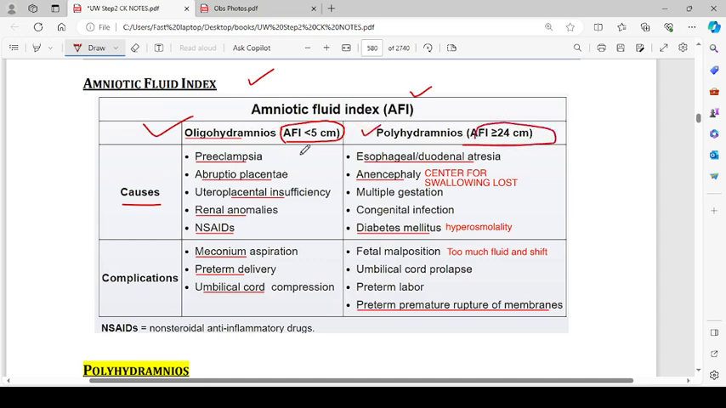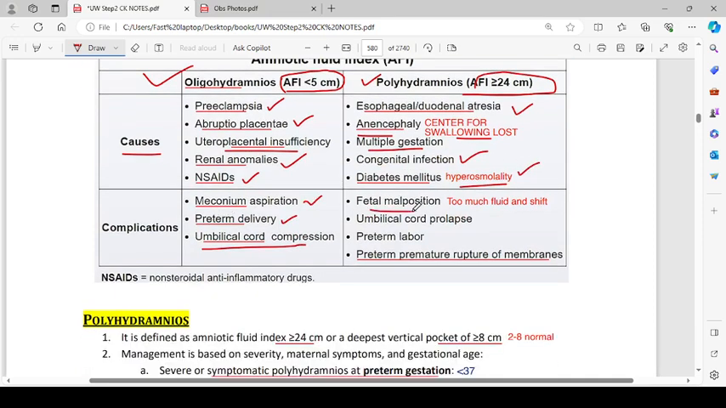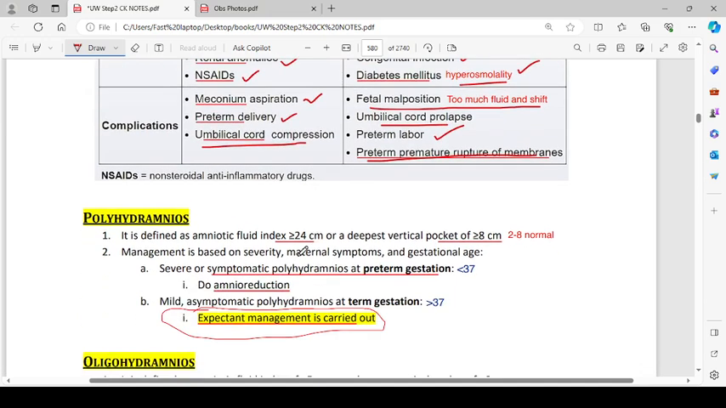Now, what are the causes of oligohydramnios? It can be because of preeclampsia, abruptio placentae, uteroplacental insufficiency, renal anomalies, and NSAIDs. Complications can be meconium aspiration, preterm delivery, and umbilical cord compression. The polyhydramnios causes are esophageal or duodenal atresia, anencephaly, where the center for swallowing is lost, multiple gestation, congenital infections, and diabetes mellitus, which causes hyperosmolality. Complications include fetal malposition, too much fluid and shift, umbilical cord prolapse, preterm labor, and premature rupture of membranes.